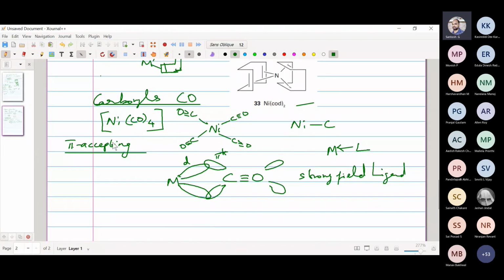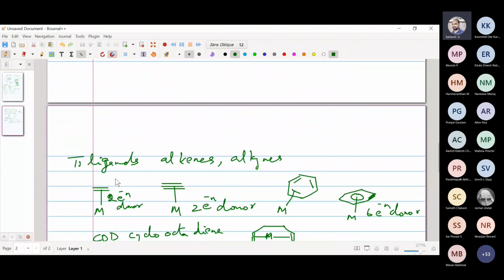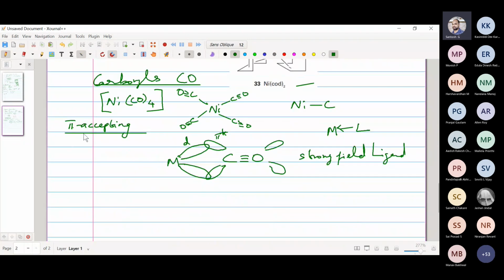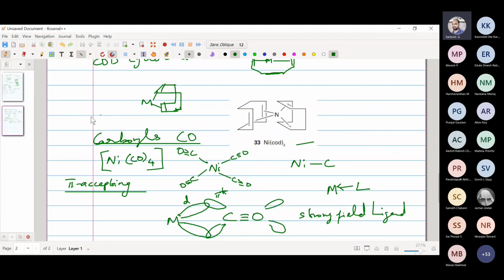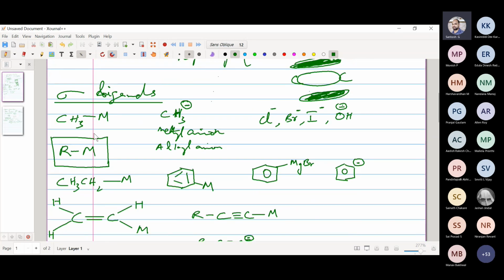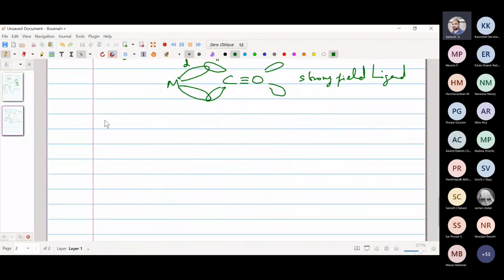Okay, so how many categories have you seen? Sigma complexes with alkyl residues, and pi donating ligands like alkenes, alkynes, and a few others, and pi accepting ligands like carbon monoxide. Now there is one more category where the first two are combined together. That is sigma donation as well as pi donation, both will take place in certain ligands. I'm going to start with the most prominent of them, called as the allyl anion.